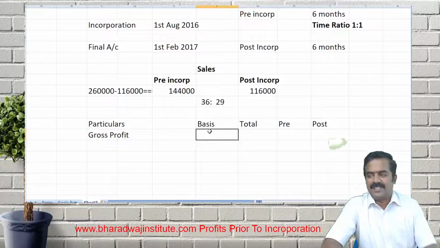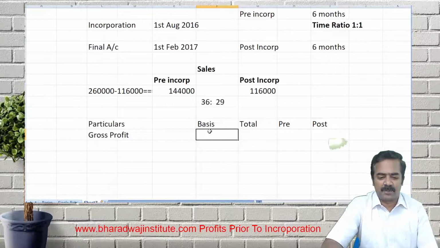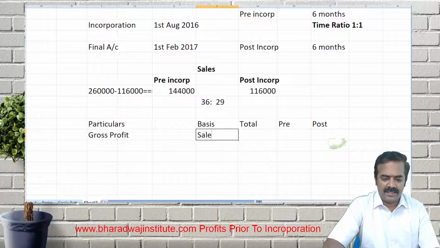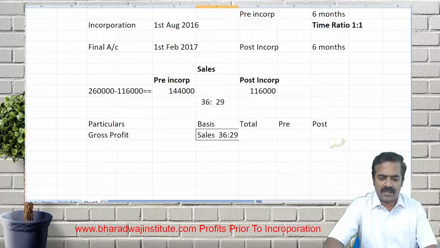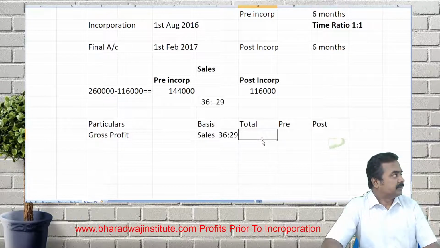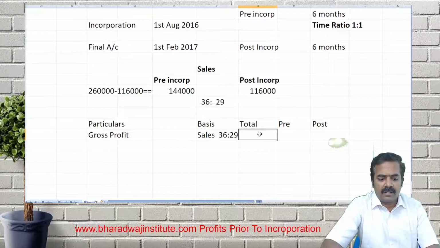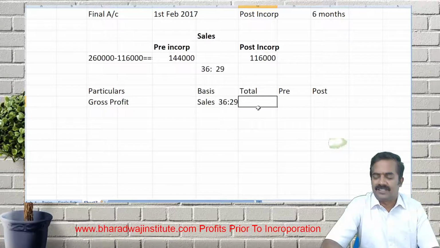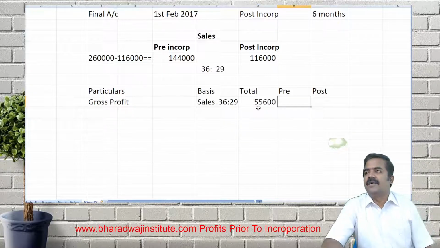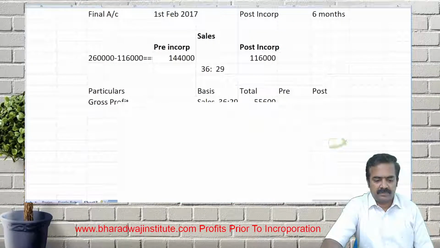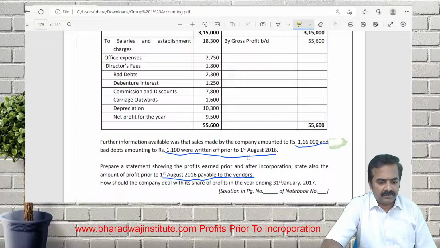Okay. What is the basis of apportionment? Gross profit, sales ratio. What is the sales ratio? 36:29. What is the total? Gross profit total, how much? 55,600. Sir, basic note. Further information however, sales made by the company amounting to 1,16,000.